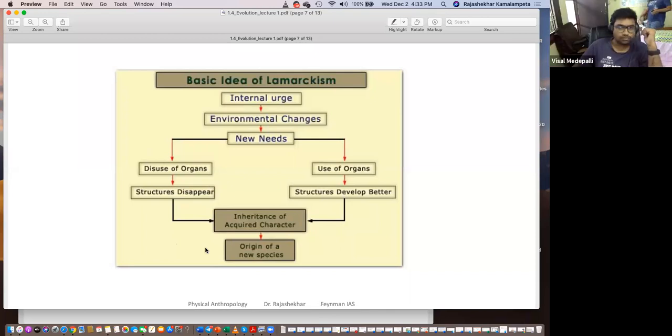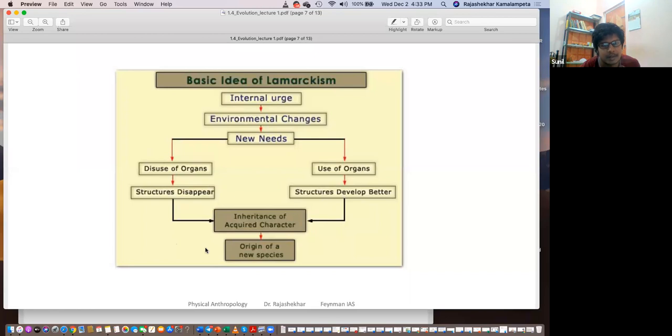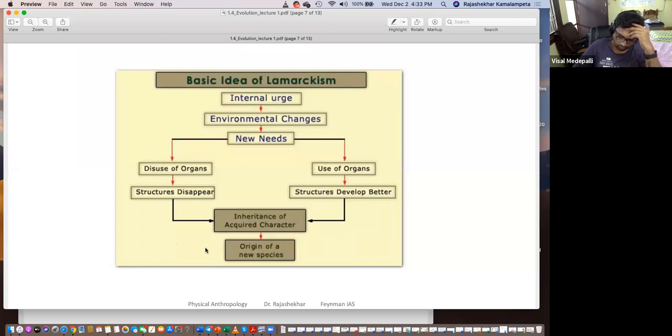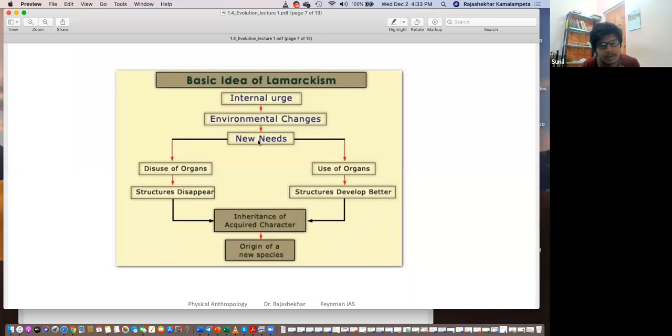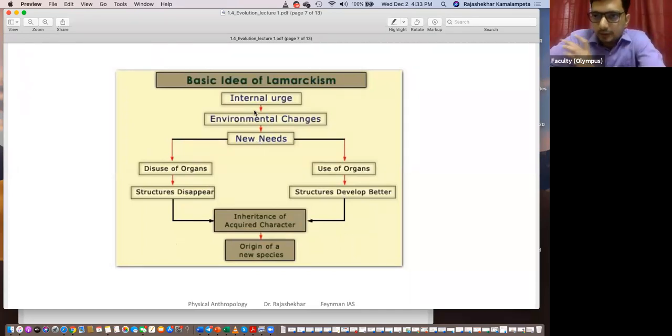But here, the internal urge plus the environmental changes together led to new needs. So what happens here is, there was an internal urge in them, and an environmental change had happened. For example, the new need in the case of the giraffe is to reach the plants, the trees, where otherwise no food was available to them. The need was created because of the change in environment. So the new need here is to reach the upper side of the trees, because most of the ones below are not thick enough to eat.